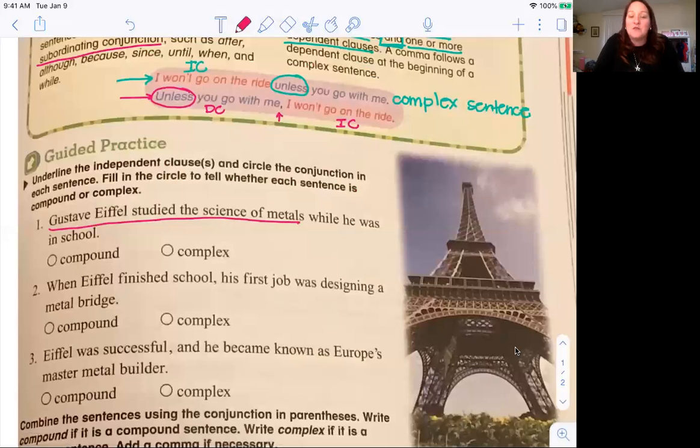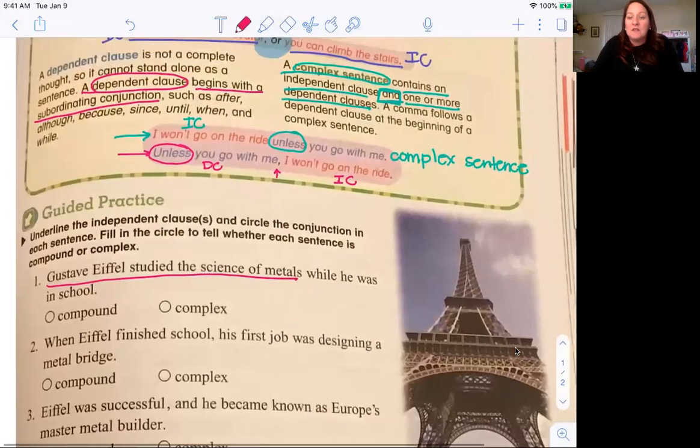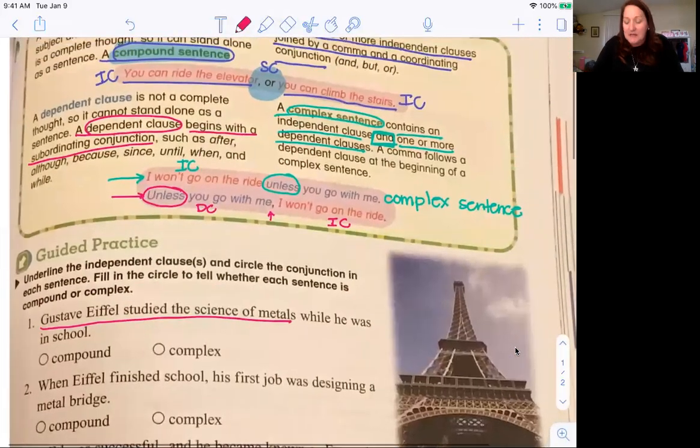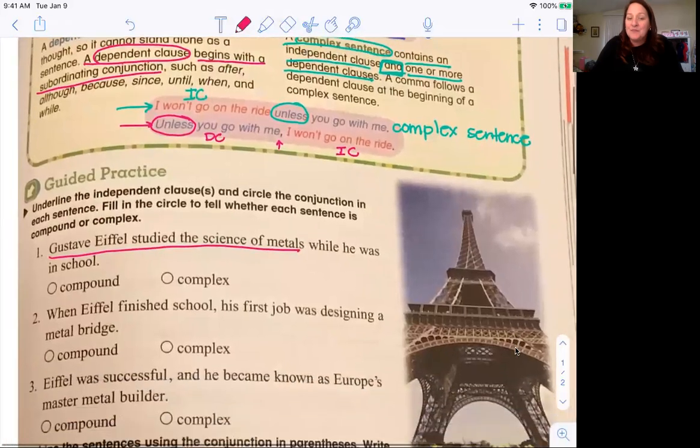Now, the directions also tell us to circle the conjunction in each sentence. What is our subordinating conjunction? The subordinating conjunctions that we've talked about today are and, but, or, after, although, because, since, until, when, and while. Which one did you hear? If you said while, you are correct.